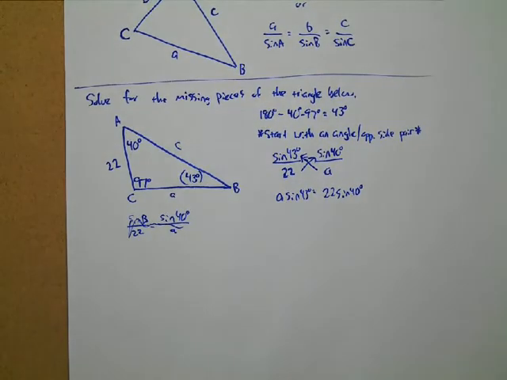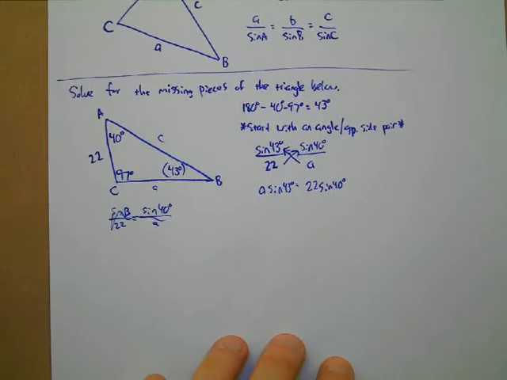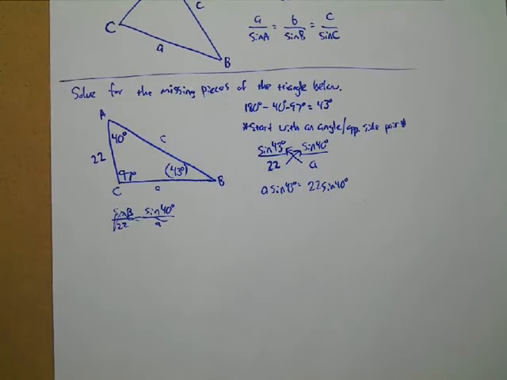All right, so now what should we do to finish solving for A? What should we do to both sides? Yeah? Divide both sides by sine of 43, you're right. So now we have A is precisely 22 times the sine of 40 degrees all over sine of 43 degrees.